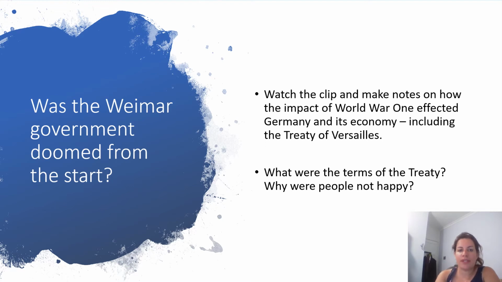So a lot of people say, was the Weimar government doomed from the start? When it formed, there was a lot of violence, and a lot of people were not happy with the government, particularly when it was being formed. Therefore some people say that the Weimar Republic was never going to last very well, because no one supported it from the very beginning.